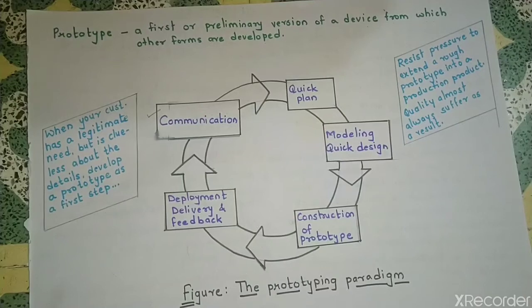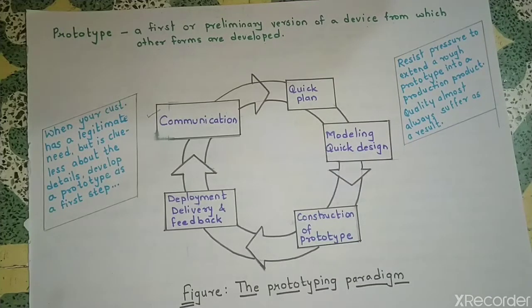So class, today we are going to talk about evolutionary process models. These models produce an increasingly more complete version of the software with each iteration. So these are iterative and they are characterized in a manner that enables the development team to develop increasingly more complete versions of the software. So we are going to discuss two models under this category. One is prototype and another is spiral model.